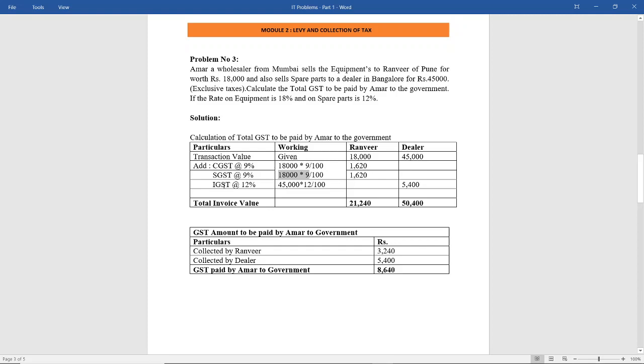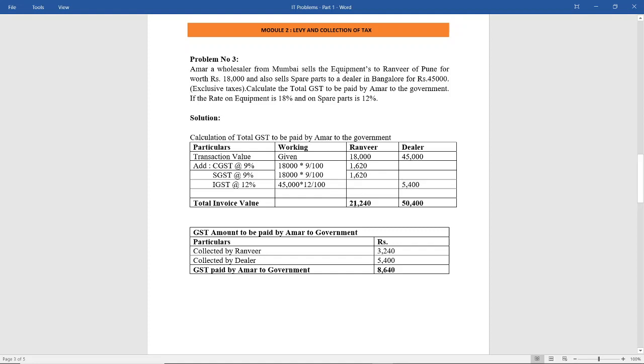Next is IGST at the rate of 12%. It is always charged on the transaction value. And we know that the GST rate on the spare parts is 12%. So 45,000 into 12% you get 5,400. So the total invoice value is always the transaction value plus the GST.